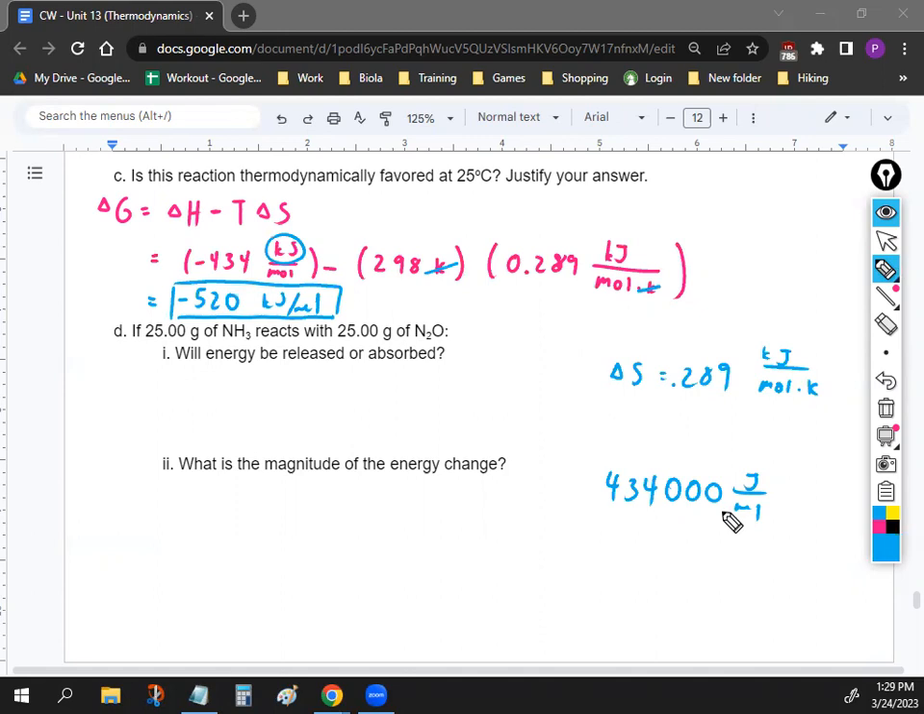All right, so let's take a look at this. It's negative 520. So is this thermodynamically favored? Yes. Yes, it is thermodynamically favored.